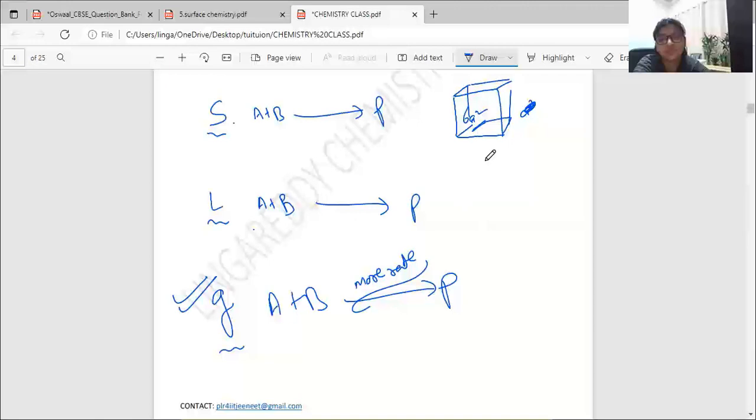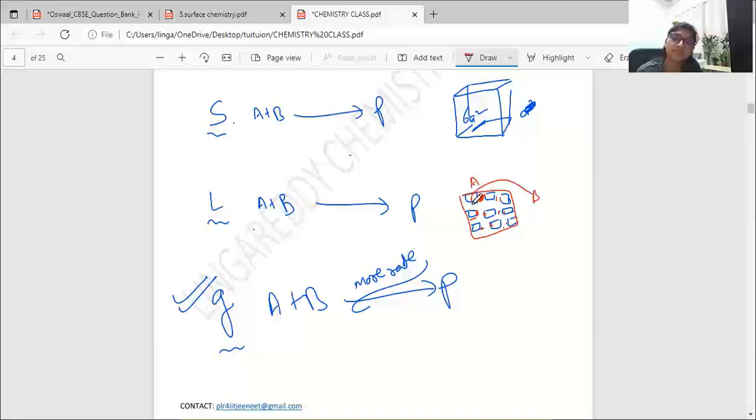These are small pieces. It is the same cube, but it became small pieces. So here an extra surface came in between two cubes. The outside surface is the same as in the solid, but this is the extra surface. Are you understanding? Whenever extra surface is there, this is the A compound and this is the B compound, and A and B can react.